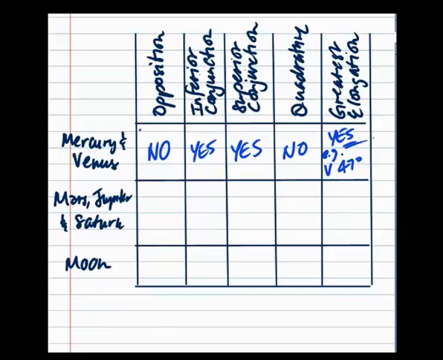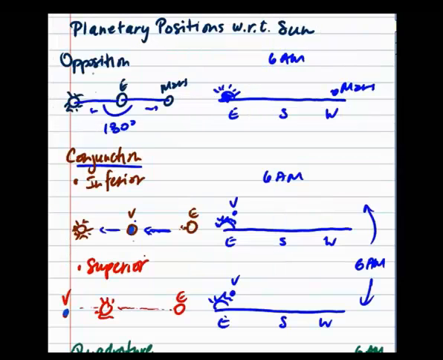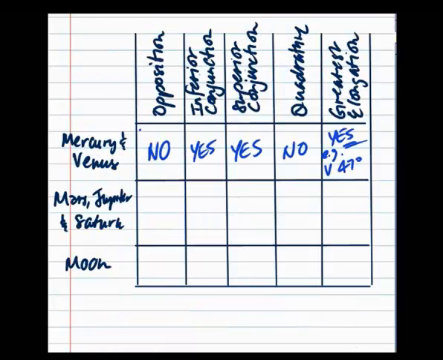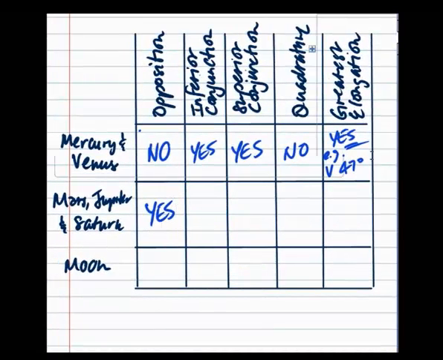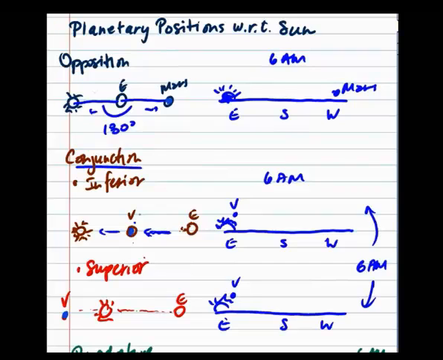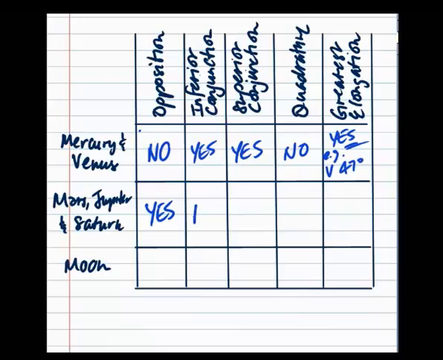Let's then turn our attention to Mars, Jupiter, and Saturn. Can Mars, Jupiter, and Saturn be in opposition? Absolutely. That's the example that we used up here. In the case of Mars, it was in opposition to the Sun. So we'll say yes. How about inferior conjunction? Can Mars, Jupiter, and Saturn ever be here between the Earth and the Sun? Can it? I think you know the answer is no.